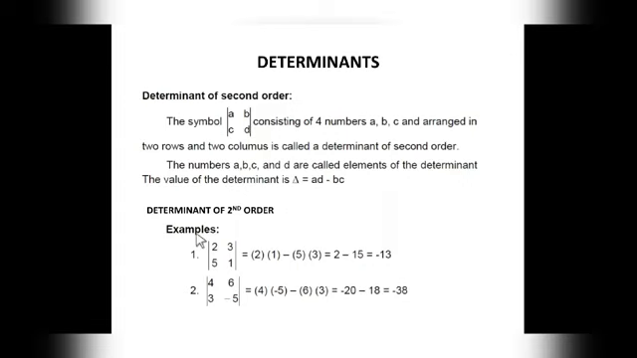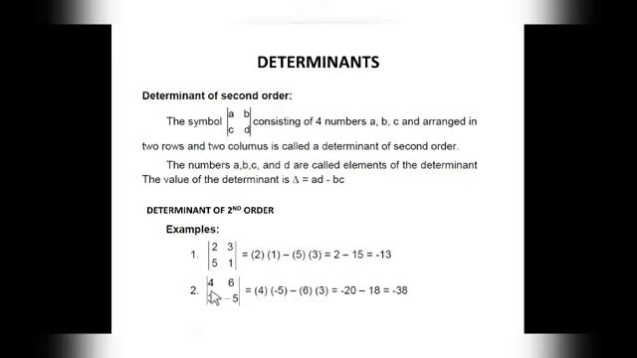Let's solve one example. Here we have one determinant with the elements 2, 3, 5, 1. Now we have to find the value of this determinant by the above said method. 2 should be multiplied with 1 minus 5 should be multiplied with 3. 2 ones are 2, that is 5 threes are 15. 2 minus 15 is minus 13.